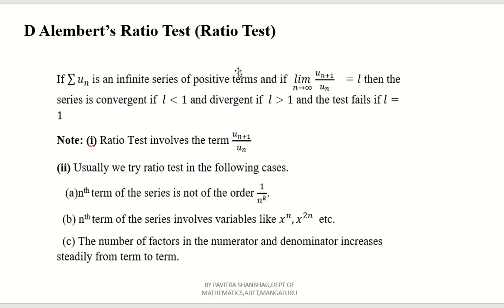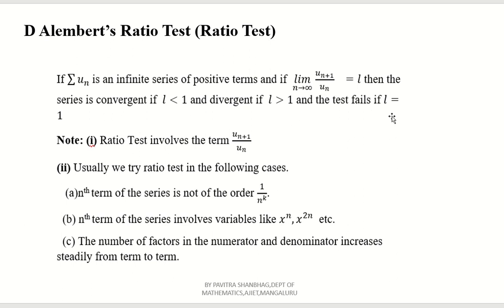Once again, they will give you the nth term of the series. You have to find un plus 1. Then compute the ratio un plus 1 by un and apply the limit as n tends to infinity. Then you will get some finite value. If it is less than 1, then the given series is convergent. If it is greater than 1, then the given series is divergent. And the test fails if L equals 1.